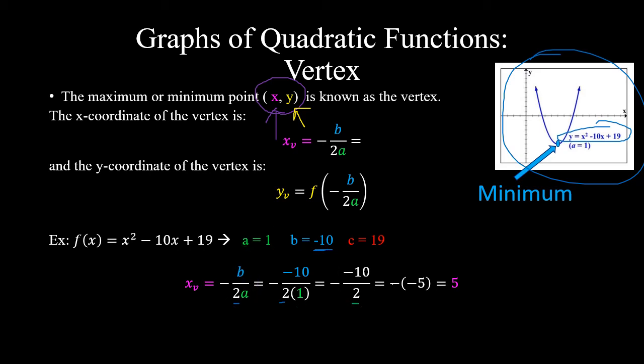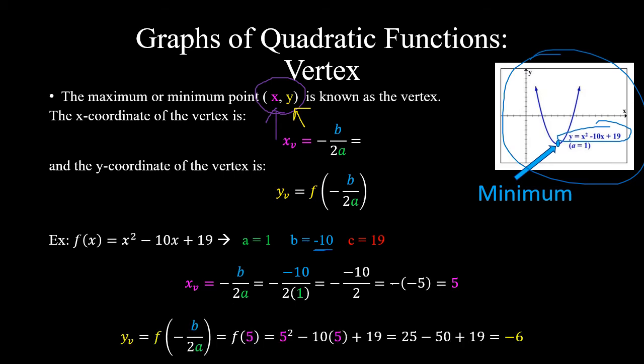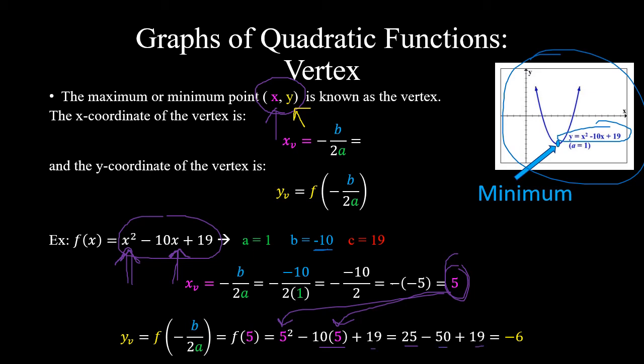Let me clear some of this up so it's not so messy. Okay, to find the y-coordinate of my vertex, I'm simply going to plug the x value that I just got into my function. Here's my function, x squared minus 10x plus 19. So wherever I see an x, I'm going to plug in the value 5, which gives me 5 squared minus 10 times 5 plus 19. I just took this 5 right here and plugged it in everywhere I saw an x in my function. So 5 squared is 25, 10 times 5 is 50, 19 is just going to stay 19.